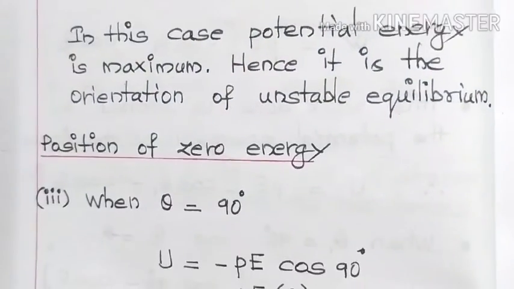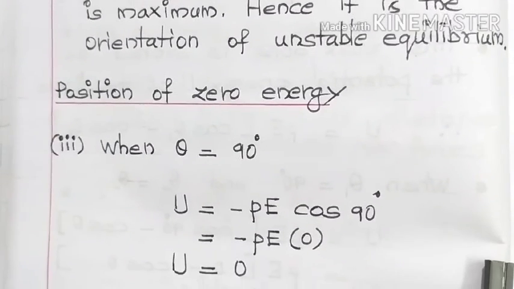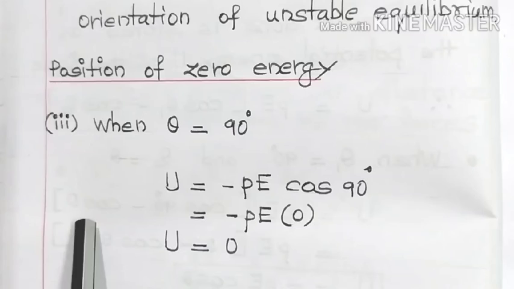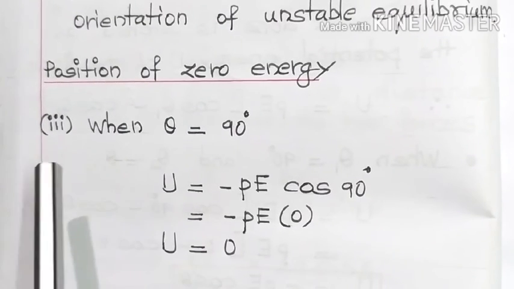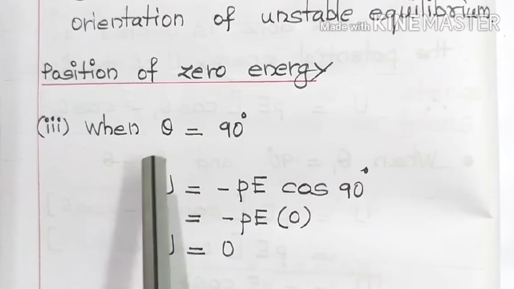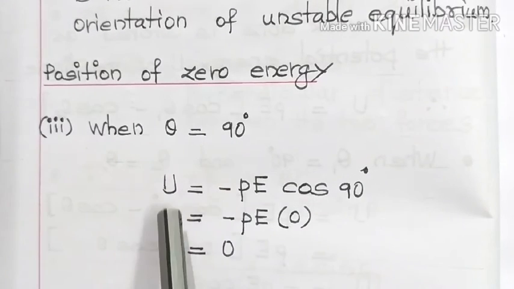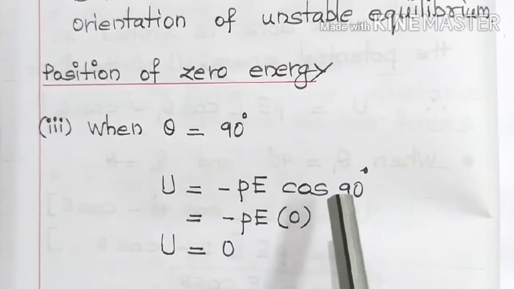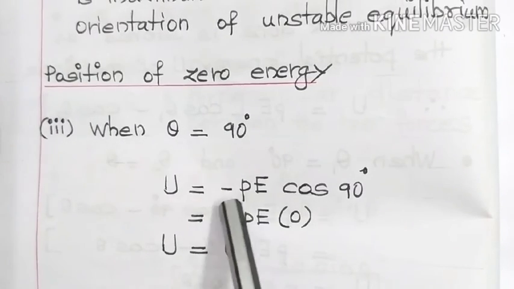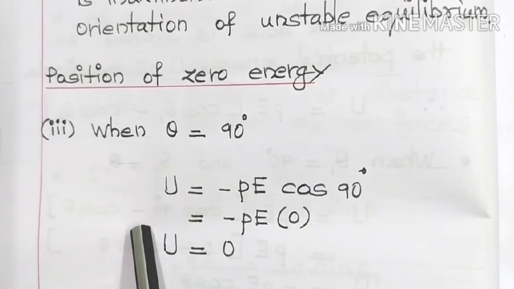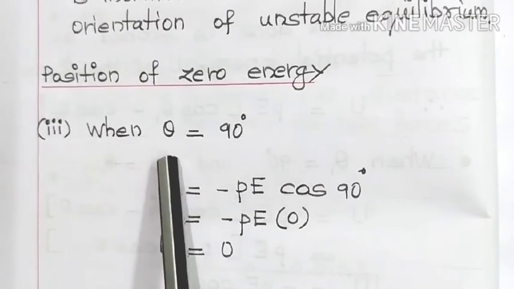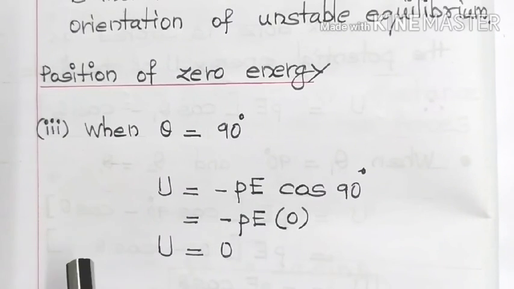Then comes the position of zero energy. When theta is equal to 90 degree, it means when the dipole is kept perpendicular to the direction of the electric field, then theta becomes 90 degree. So U is equal to minus PE cos 90. Cos 90 value is 0. So altogether the expression becomes 0. So the potential energy becomes 0 when the dipole is kept perpendicular to the direction of the electric field.